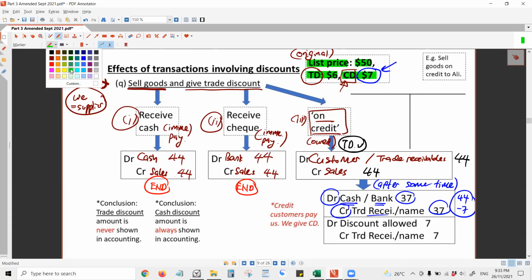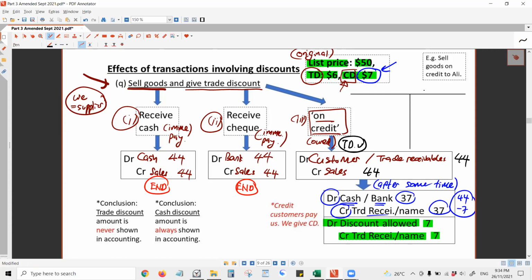And the extra thing you have to learn here is this. You have to debit discount allowed, then you credit the customer's account by $7, because that's the cash discount amount. I think that's it.